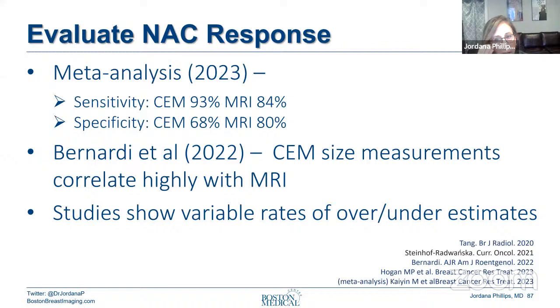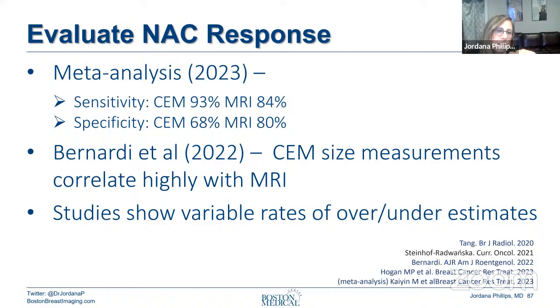So there was a meta-analysis in 2023, so recent, that showed that the sensitivity for evaluating neoadjuvant chemotherapy treatment response was actually better for CEM over MRI. And it showed that the specificity was actually a little bit worse, 68% to MRI. But they're always kind of balancing. These two imaging exams are always kind of teetering, like one is a little bit better, one is a little bit worse.